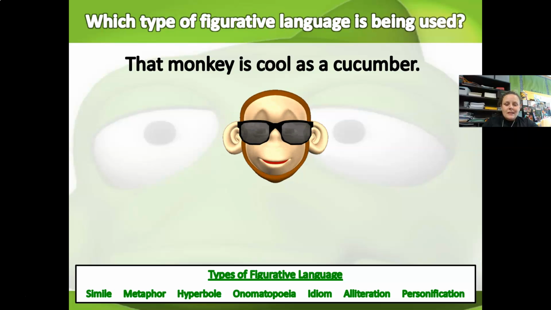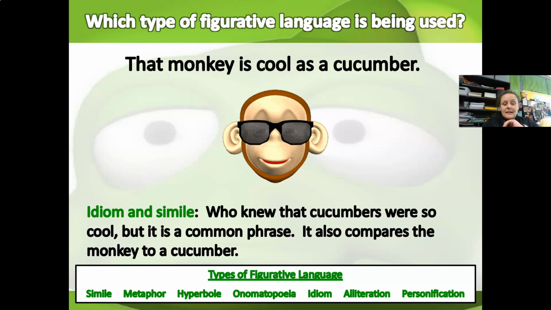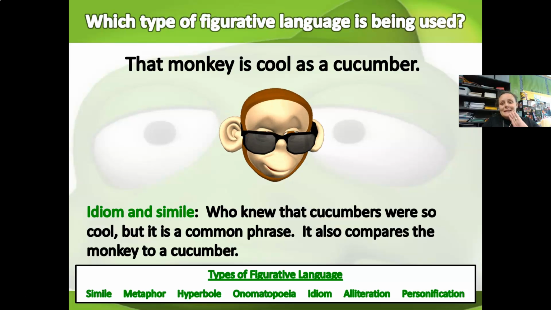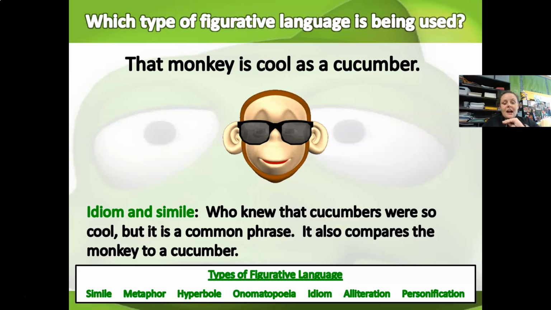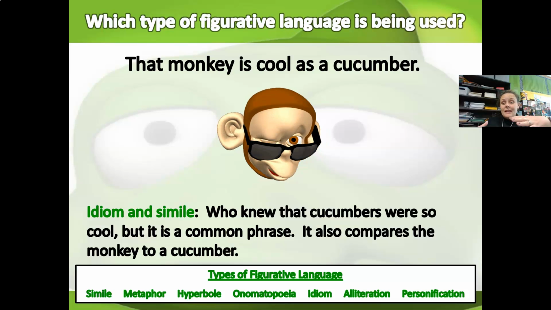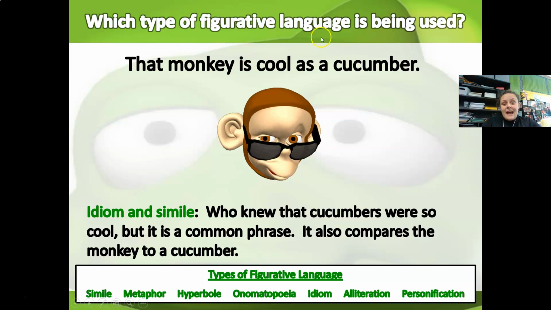That monkey is cool as a cucumber. It's comparing something using as, which makes it a simile, but it's also an idiom. Who knew that cucumbers were so cool? But it is a common phrase. It also compares the monkey to a cucumber. So people say something's as cool as a cucumber all the time, even though it has nothing to do with a cucumber. It's just saying that they're very calm under pressure. So that's an idiom. Now it's an idiom that's a simile because it has this word as in it as the comparison word.